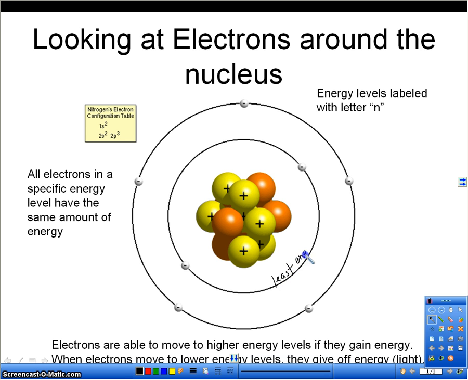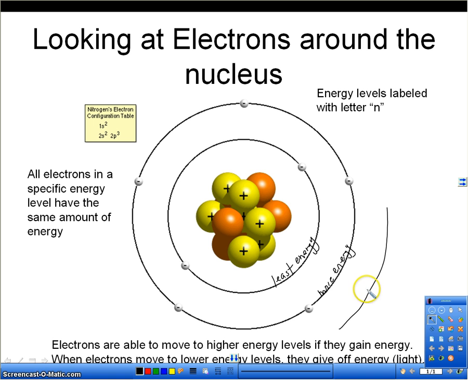And although they don't stay perfectly at that location, typically there are 2 electrons, or up to 2 electrons, that have the least amount of energy. And then as the orbitals get higher away from the nucleus, they gain more and more energy. So the electrons that are in this next orbital up would have more energy. And then if you had another orbital beyond that, they would have even more energy.